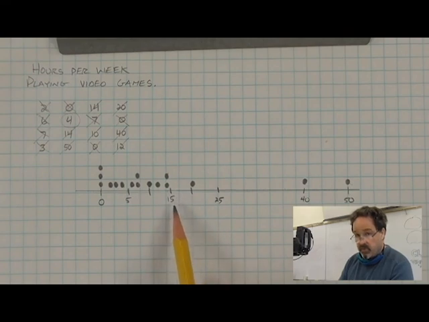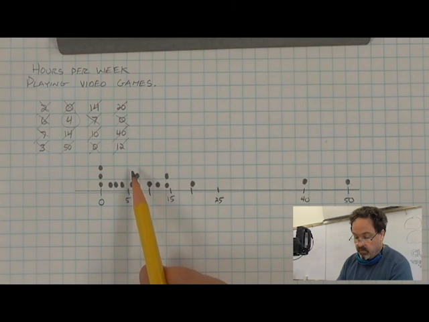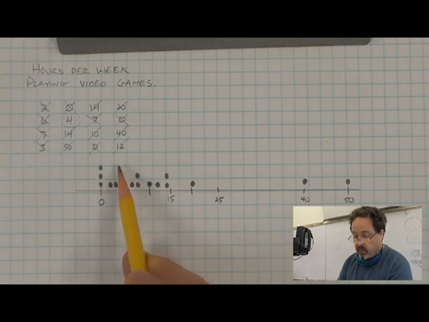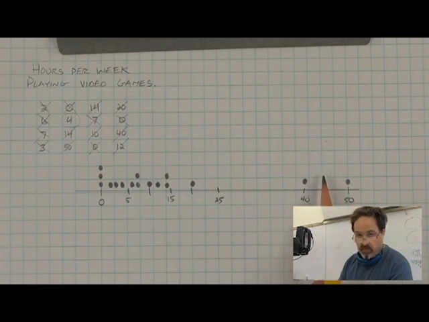But a dot plot is also a visualization. We can see that the majority of people play a relatively low number of hours per week of video games compared to just a few others that tend to play a lot.